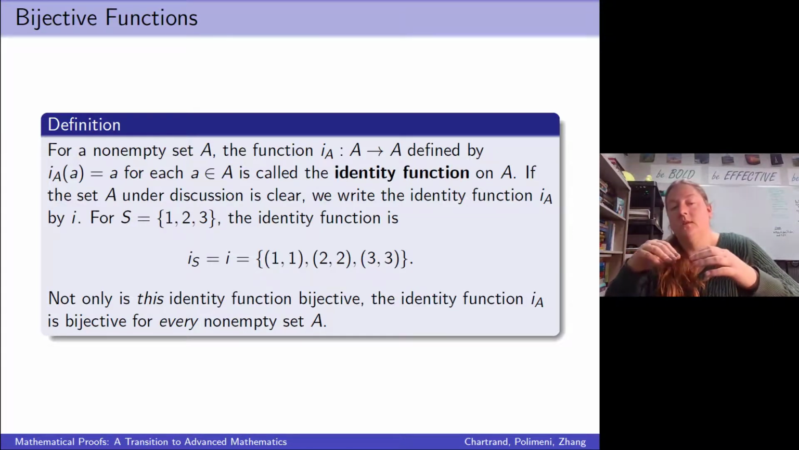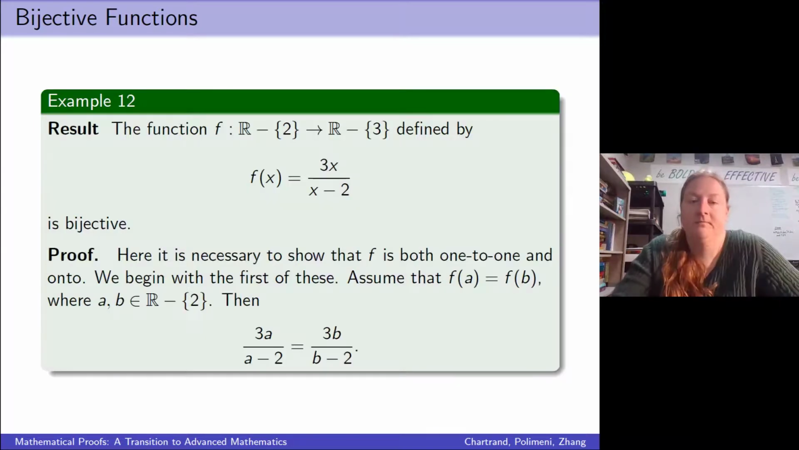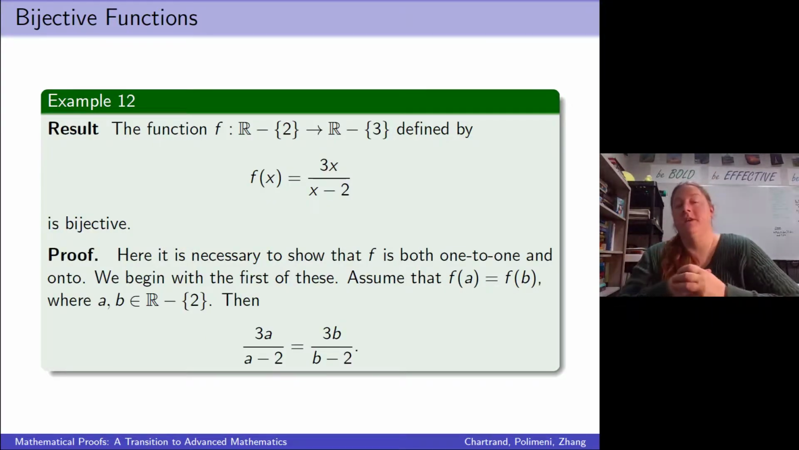So here's an example. I've got a set S consisting of the elements 1, 2, 3. The identity function on S is going to be (1, 1), (2, 2), (3, 3). And that's going to be the case for any identity function. It's going to look like that for any set. So let's take a look at an example where we want to show that something's bijective.